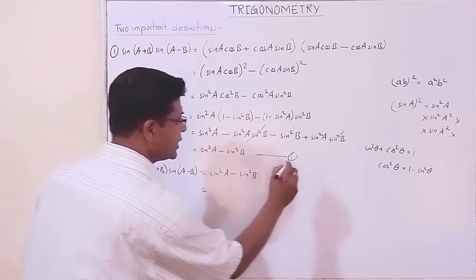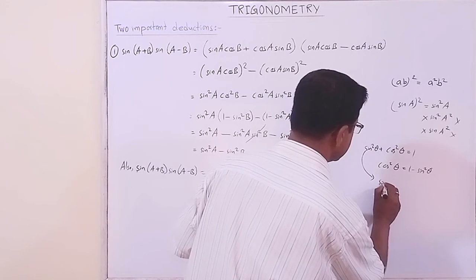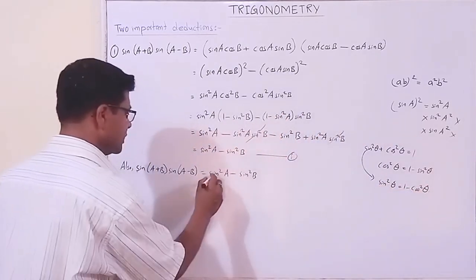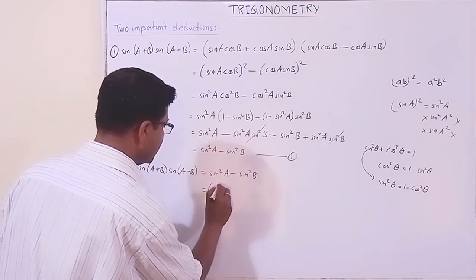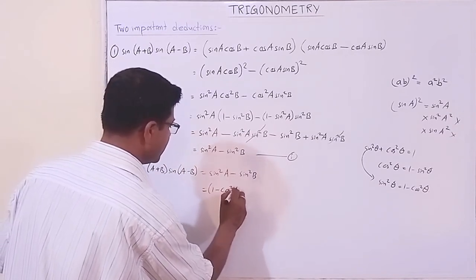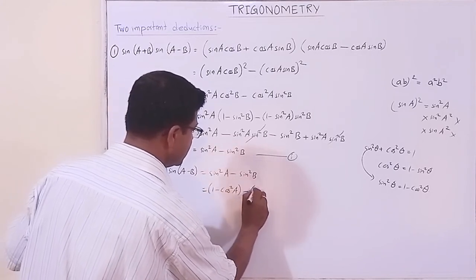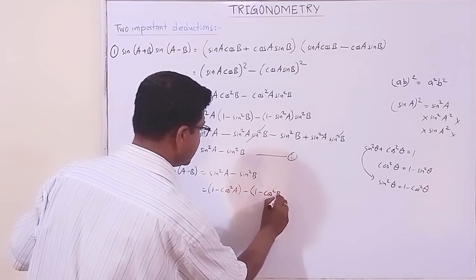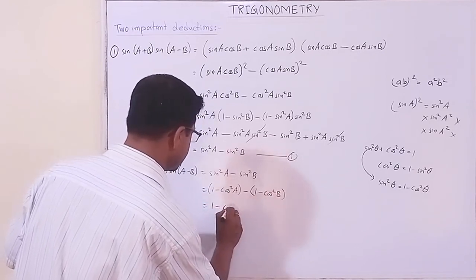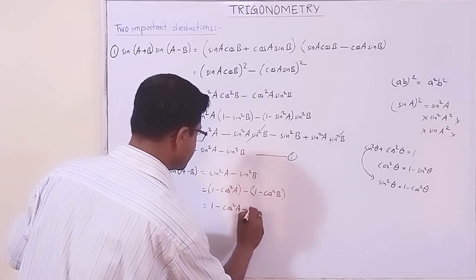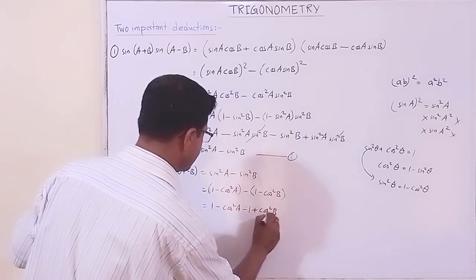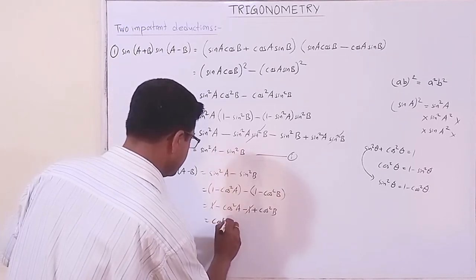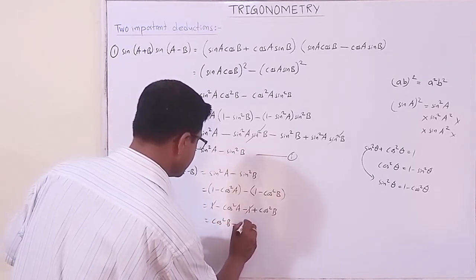So now what is sine? From this relation, sine square theta is 1 minus cos square theta. So sine square means 1 minus, if it is a, we shall write cos square a, 1 minus cos square a. If it is b, we shall write 1 minus cos square b. Let us remove the bracket. 1 minus cos square a minus 1 plus cos square b. 1 will get cancelled. So this is cos square b minus cos square a.